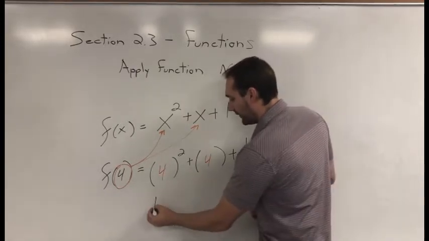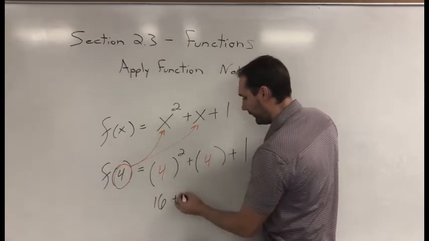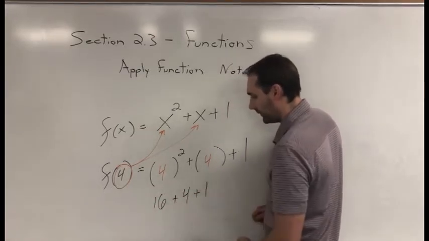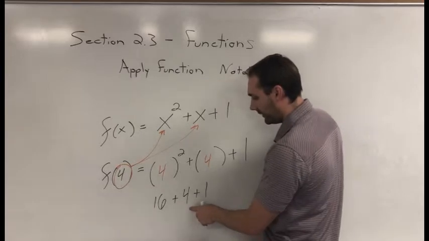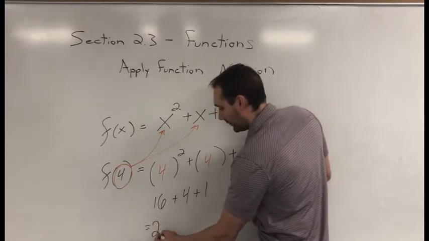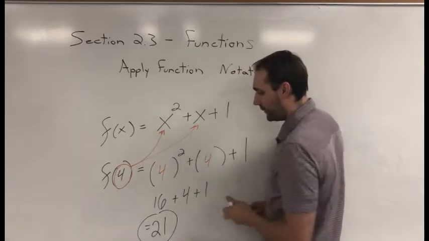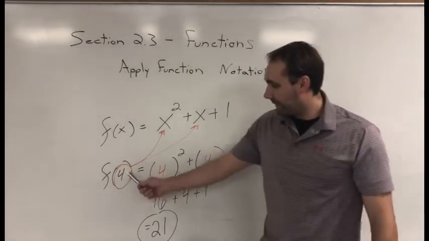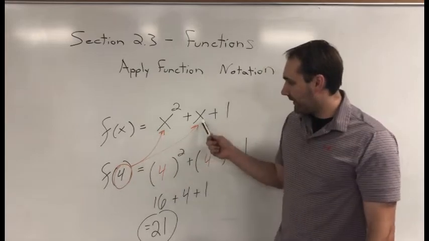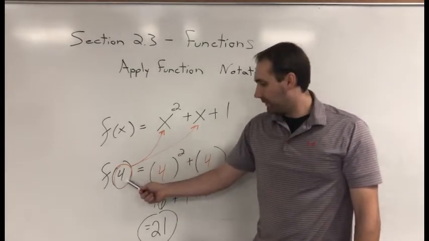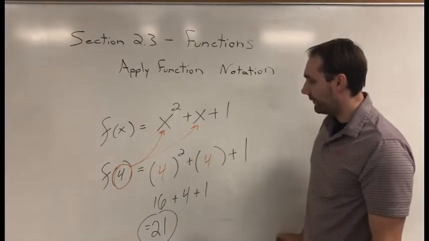4 squared gives me 16, plus 4, plus 1. 16 plus 4 is 20, plus 1 equals 21. So what is f of 4 for this function? The value is 21. So again, everywhere you have an x, you're going to be plugging in this value. That is applying the function notation.